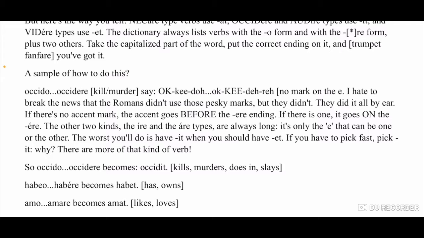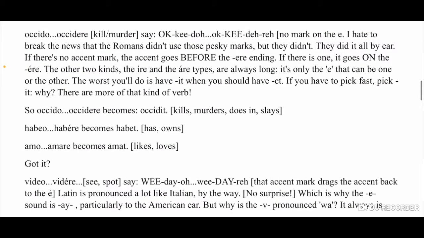No mark on the E. I hate to break the news that the Romans didn't use these pesky marks, but they didn't. They did it all by ear. If there's no accent mark, the accent goes before the -ere ending. If there is one, it goes on the -ere. The other two kinds, the -ire and the -are types, are always long. It's only the E that can be one or the other. The worst you'll do is have it where you should have it. If you have to pick fast, pick it. Why? There are more of that kind of verbs.